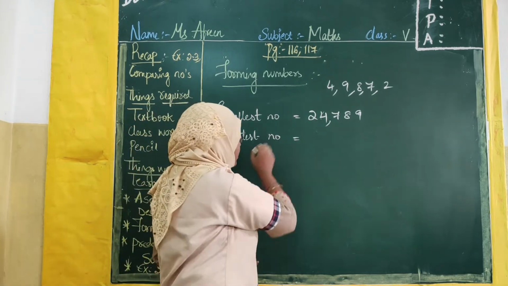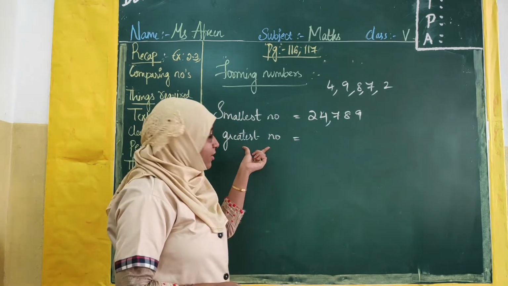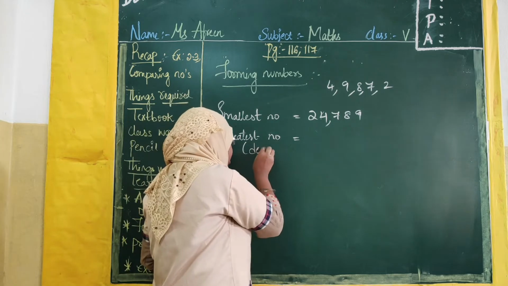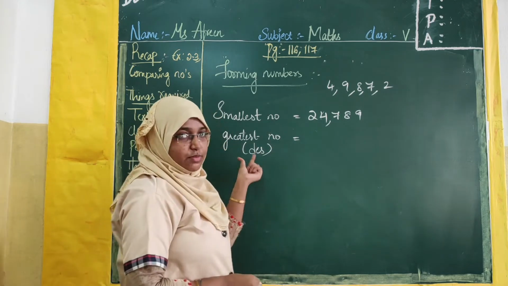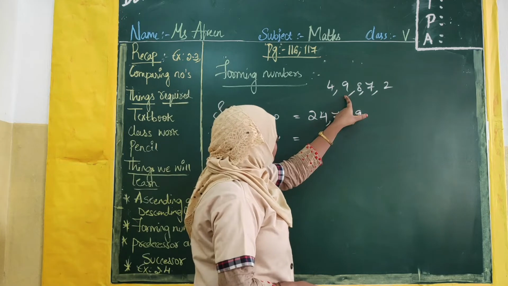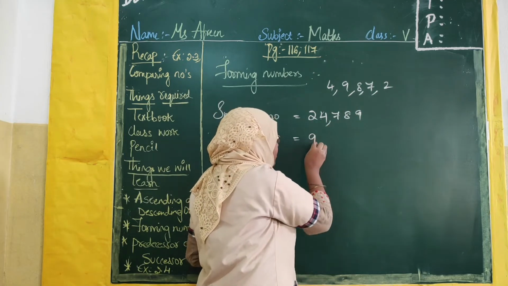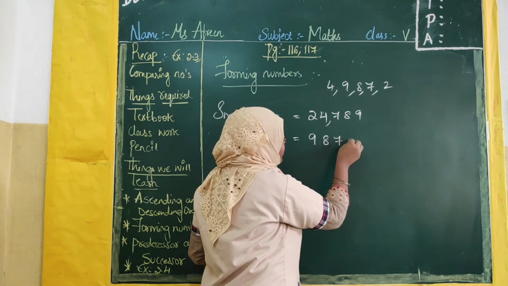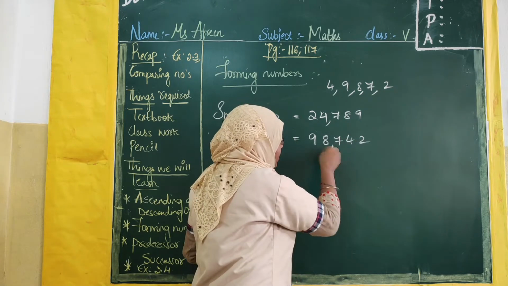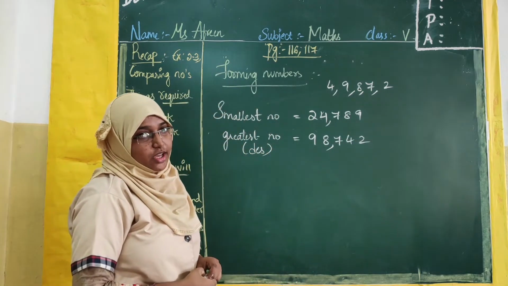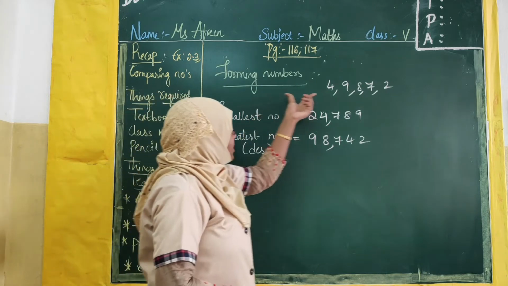Now if you want the greatest number, how do you write it? We will follow descending order. What is descending? That is big to small. Now if you see which is the biggest? 9. Then 8, 7, 4, 2. That is 98,742.